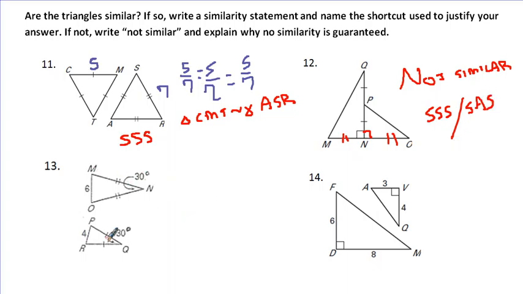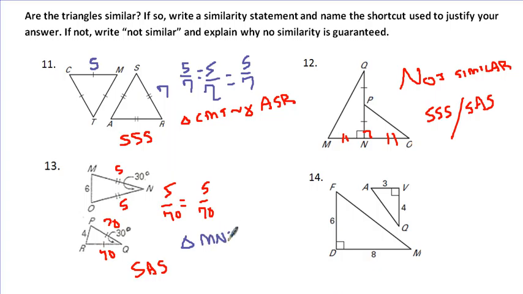13. We have an angle that we know, so we want to again look, can we do side angle side? And in this case, again, like we had in number 11, if we want to make up numbers, we can call this 5 and 5. Call this number 70 and 70. No matter what you do, these ratios are going to always end up being the same. 5 over 70, 5 over 70, with a congruent included angle. They're both 30 degrees. So because of that, side angle side will allow us to say they are similar, and our similarity statement, triangle MNO, similar to triangle PQR.